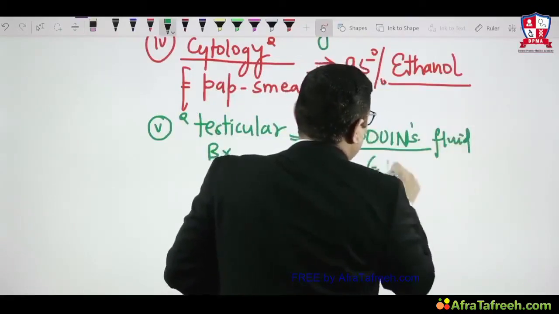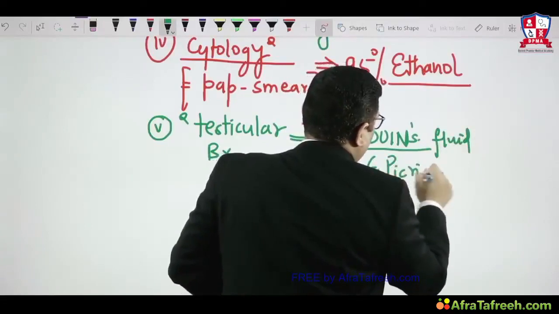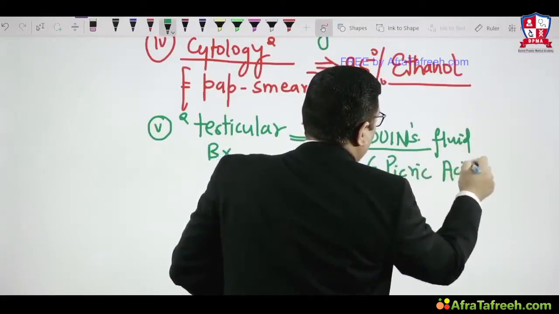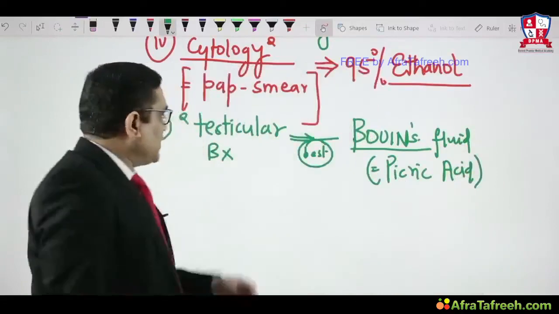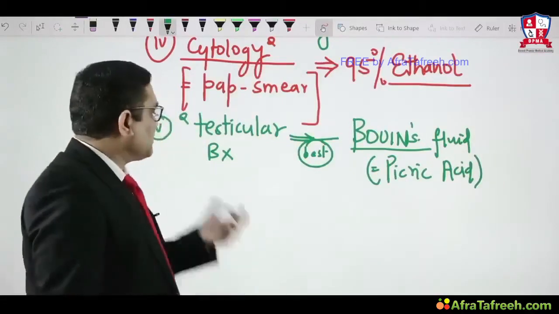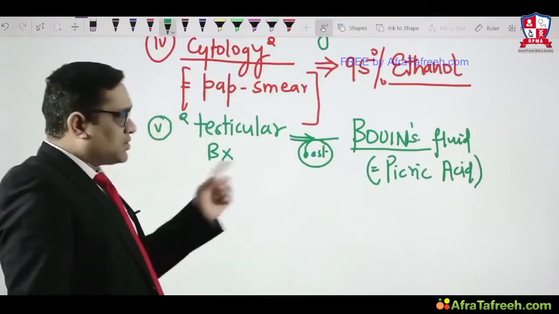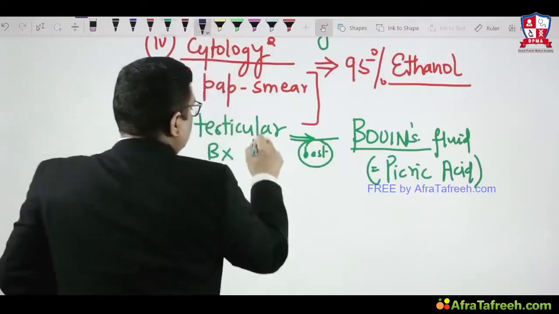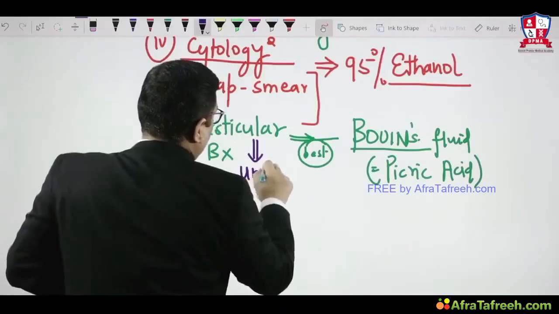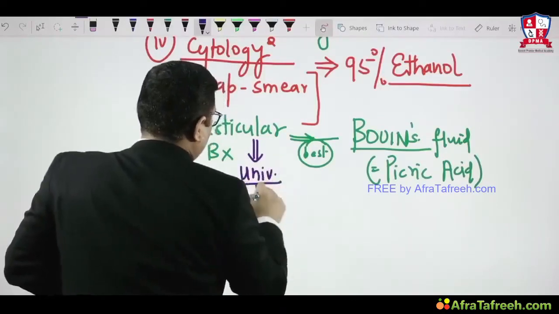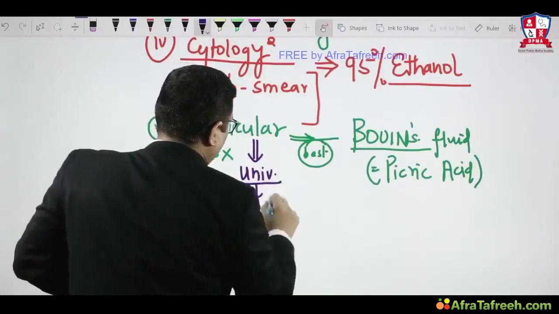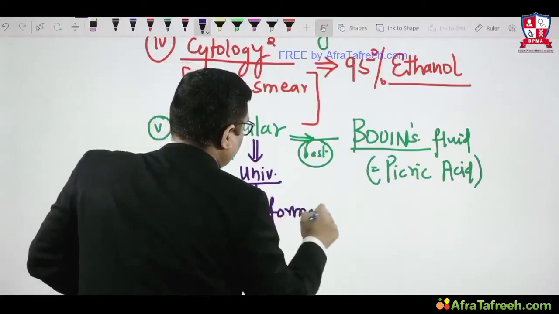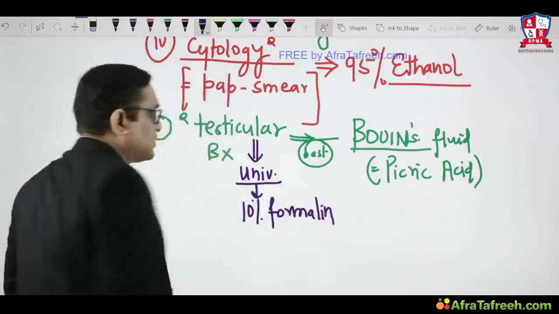Bouin's fluid contains picric acid, right? So picric acid was also asked in an older JIPMER exam. Bouin's fluid, or picric acid, is the ideal fixative for a testicular biopsy. So remember, ideal fixative or best fixative. But if the examiner asks, what is the universal fixative? Then your answer should be 10% formalin. So we should not get confused between the best and the universal fixative.